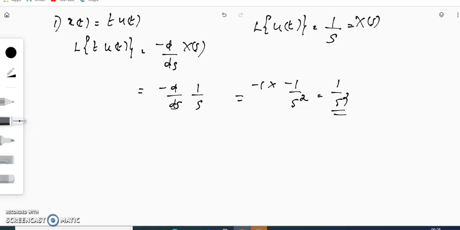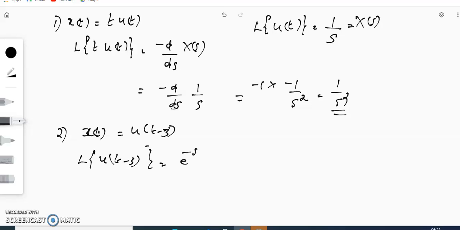Okay. Now the second question, another simple one. x of t is equal to u of t minus 3. T minus 3 means a time shift, isn't it? What is the equation for a time shift? It is e raised to minus s t0 into X of s, isn't it? Here what is shifted? t0 is 3, so it is minus s into 3. The Laplace transform of u of t is 1 by s. So this is equal to e raised to minus 3s into 1 by s.